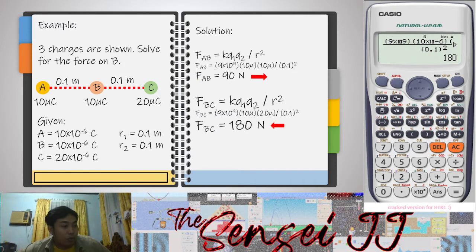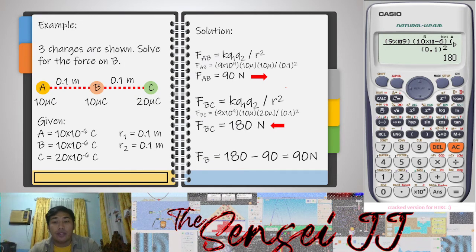Sir, why is that? For the reason that we have only three charges, C has nowhere to go to the right. So we will be going to the left. Okay, to the left, toward A. So, since we have here two different directions, we can easily get the force value of B, which is 180 minus 90, equivalent to 90 newtons.